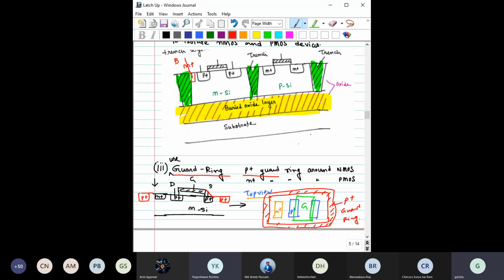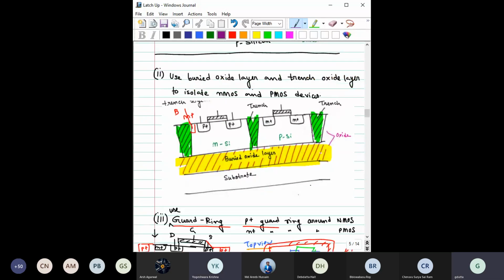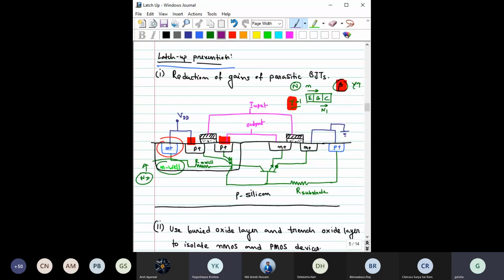Have you understood? We are going to create this P plus region, which is called the guard ring region, around this. How does this guard ring help? Let's see. If this is the emitter, you can see from the previous one, these two would be the emitter.